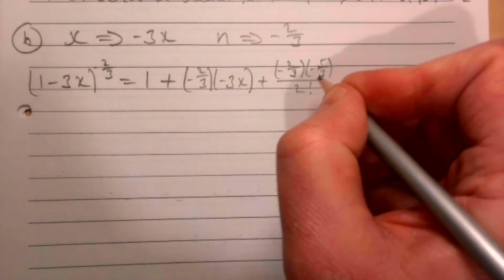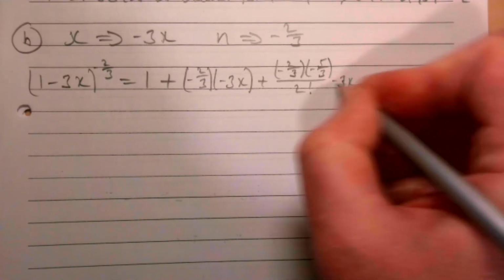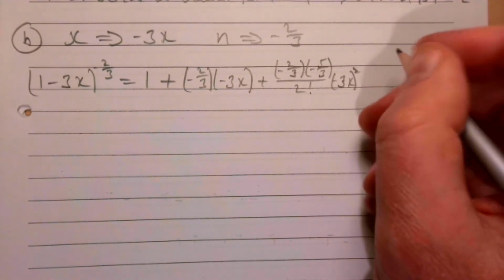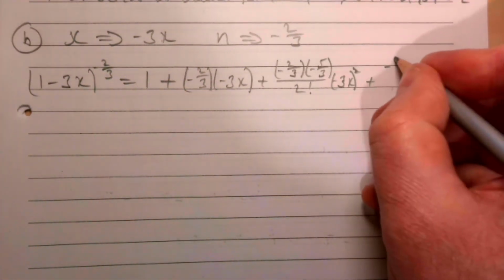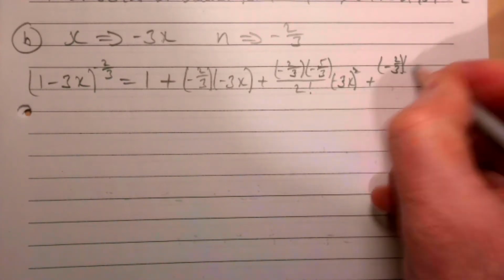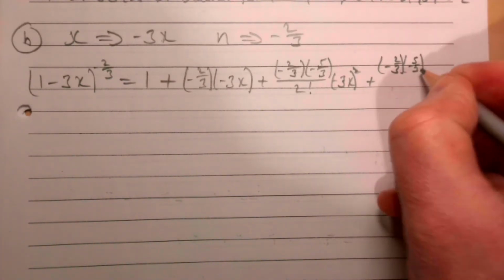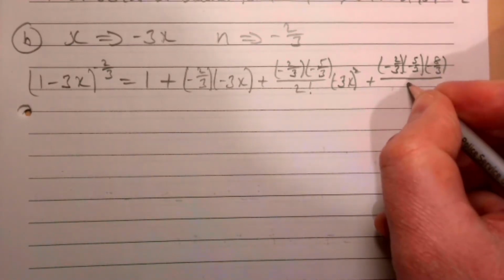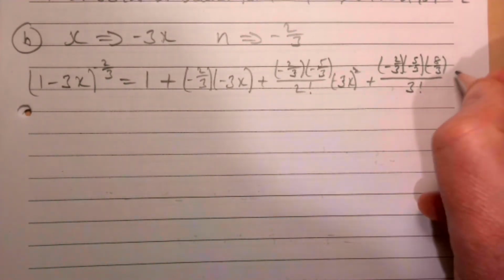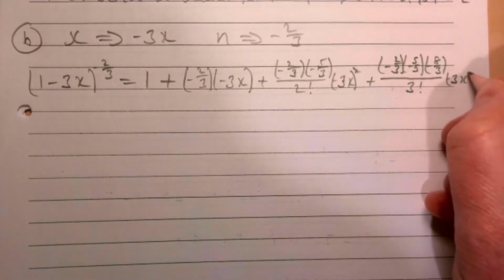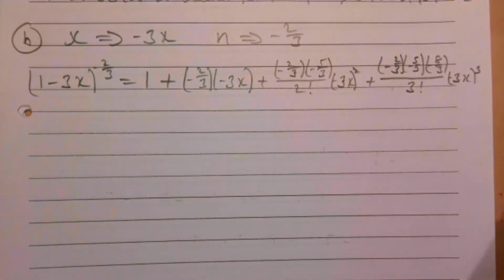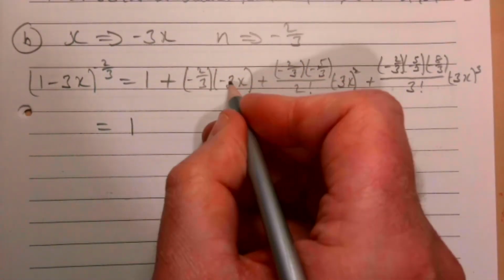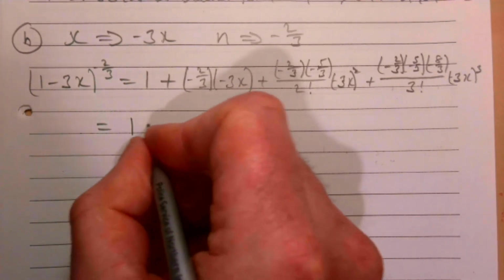all over 2 factorial, minus 3x squared, plus minus 2/3 upon minus 5 over 3 upon minus 8 over 3 all over 3 factorial upon minus 3x all cubed. Tidy that up. A minus times a minus, the 3's cancel, so it's just going to be a plus 2x.